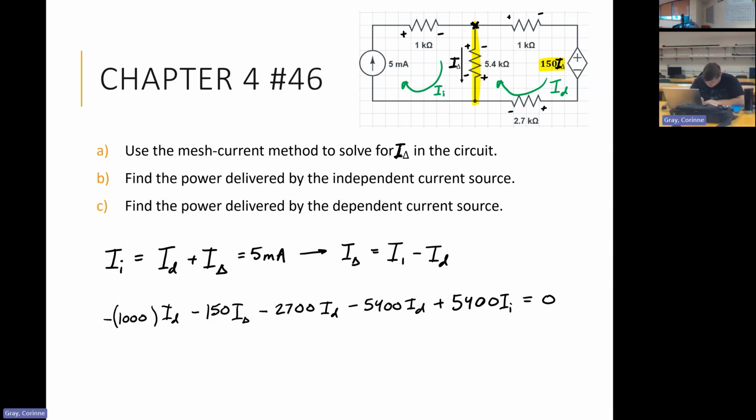Why didn't we just make it delta instead of north? Why don't we use I delta in the middle? We can talk about that in a second.